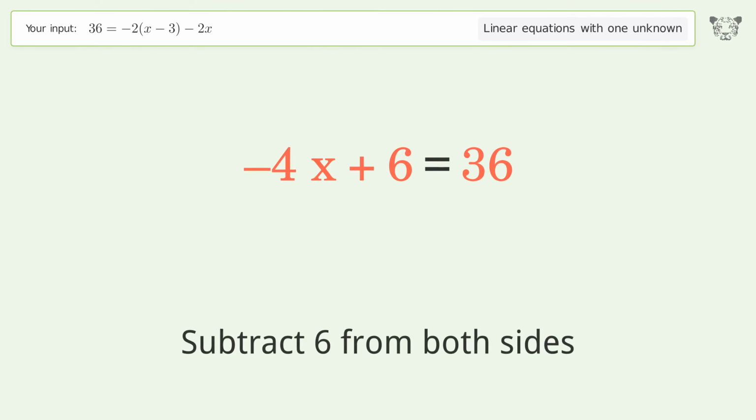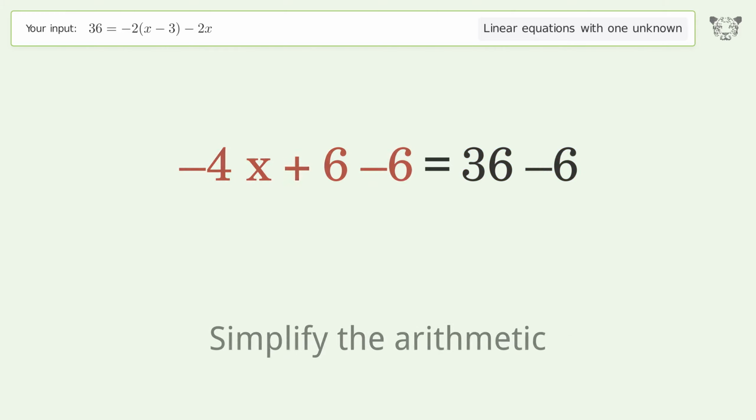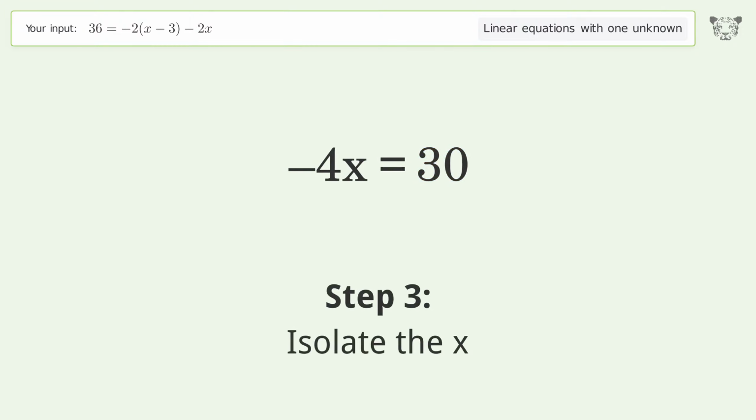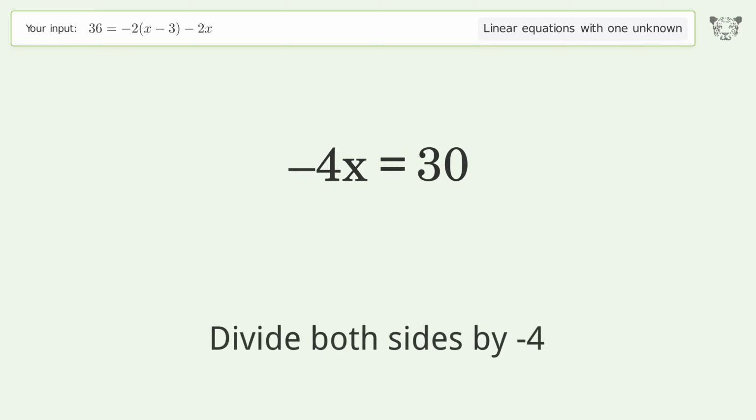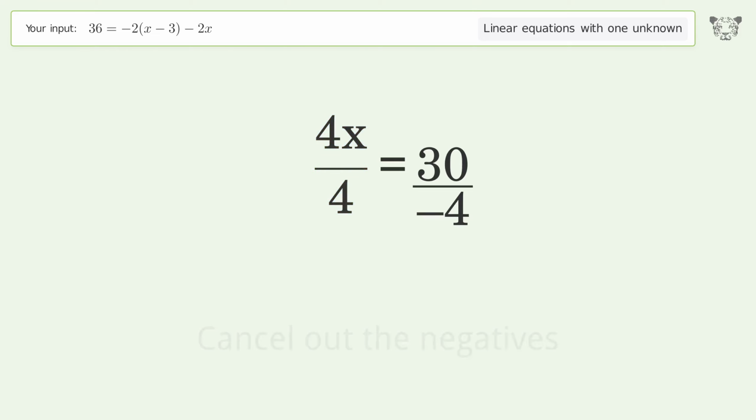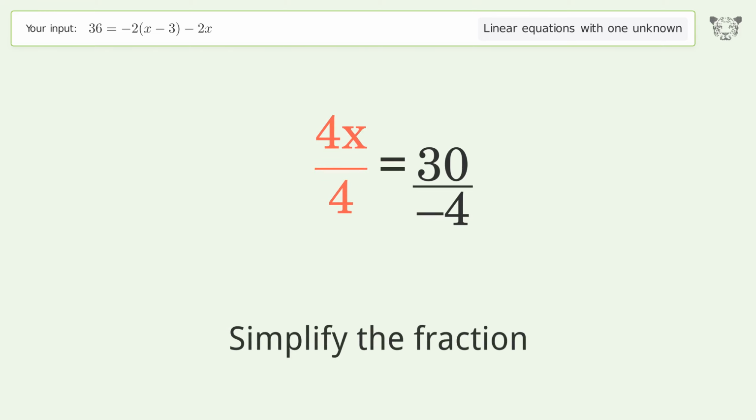Subtract 6 from both sides. Simplify the arithmetic. Isolate the x. Divide both sides by -4. Cancel out the negatives. Simplify the fraction.